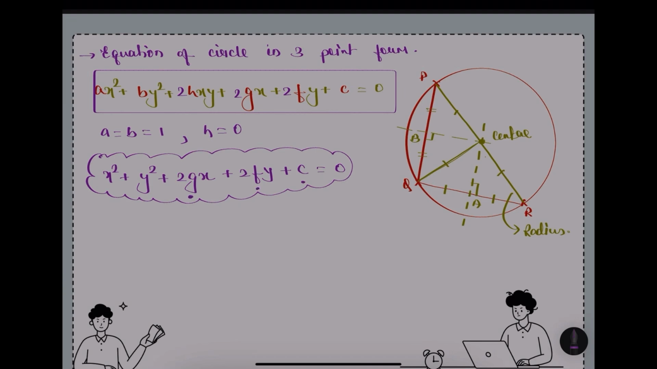So how will we get these three things? You have 3 points, so you substitute point number 1, substitute point number 2, substitute point number 3. If you substitute these 3 points, you will get 3 equations, and we have 3 variables, so you can solve these equations for g, f and c. The moment you get the values of g, f and c, you can update your equation of the circle. That is the required thing.